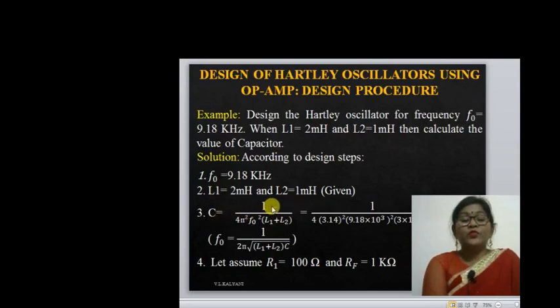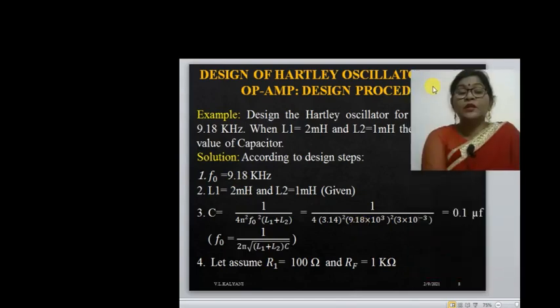So C is equal to 1 upon 4 pi square F naught square into (L1 plus L2). Here F naught is already given as 9.18 kilohertz, and L1 plus L2 is 2 plus 1, equal to 3, given in millihenry, so it becomes 3 into 10 raised to power minus 3. After calculating, the value of C will be equal to 0.1 microfarad.